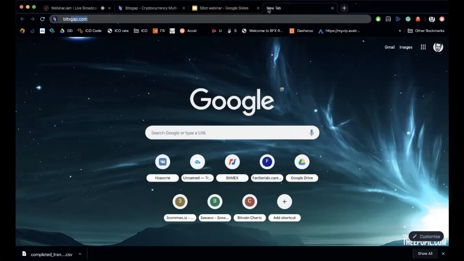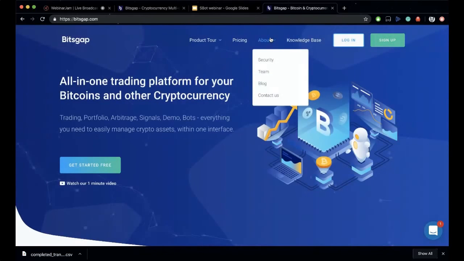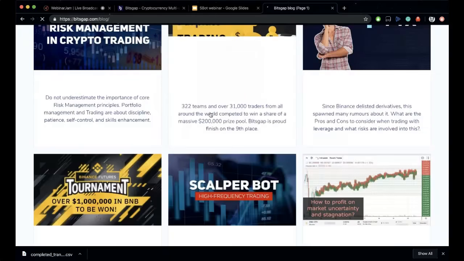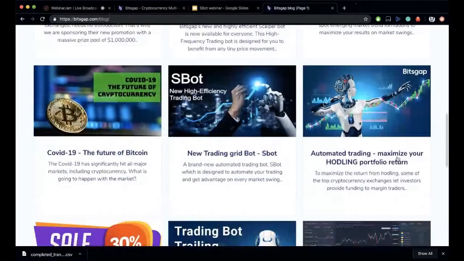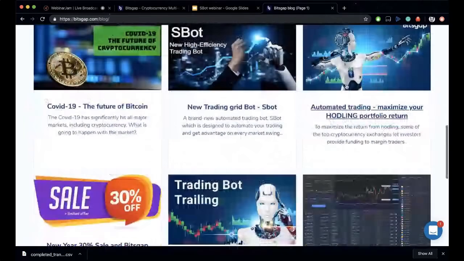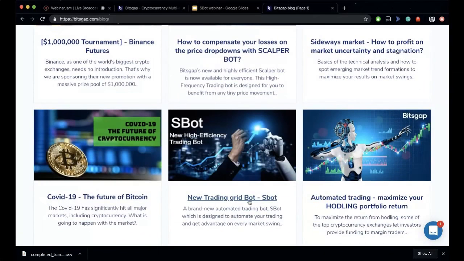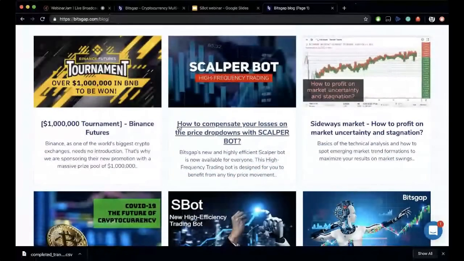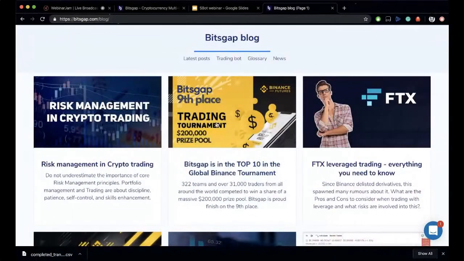On Bitsgap, you see that we have the blog section. If you click on About, then you see Blog, and here there are some relevant articles, like for instance sideways market, automated trading, how to maximize your holding portfolio return. There you will also find cases, some updates, some new trading grid feature, how to compensate using the Scalper bot. And regarding the tournament, you can also read it here. And the risk management that I just mentioned 2 minutes ago, here it is.